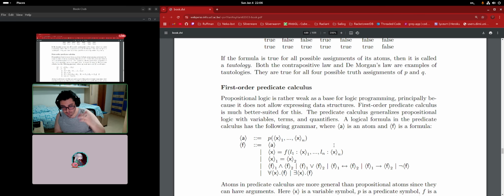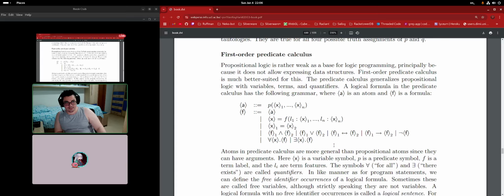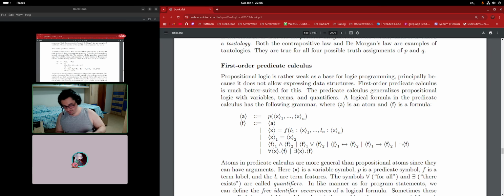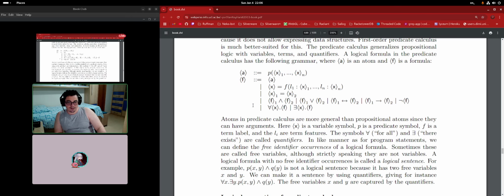And then we go to first order predicate calculus, which I think Magetta loves, which extends propositional logic with quantifiers. Well, and a few other things, because you can also have variables and terms. It basically adds data structures, and quantifiers are the main difference. You can have tuples, basically. This allows you to have the concept of a free variable.